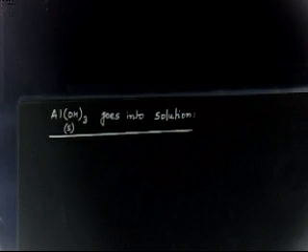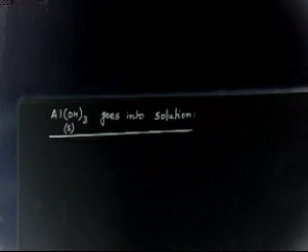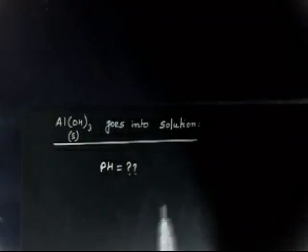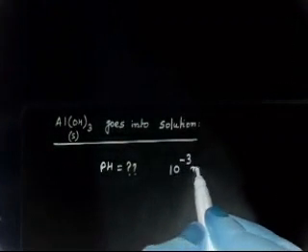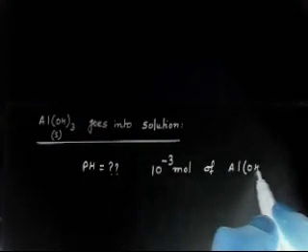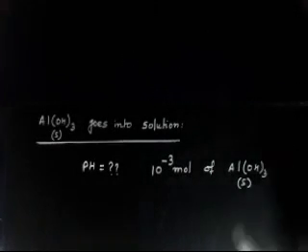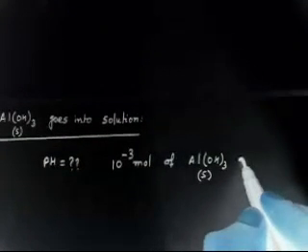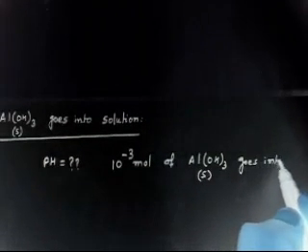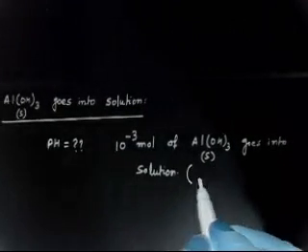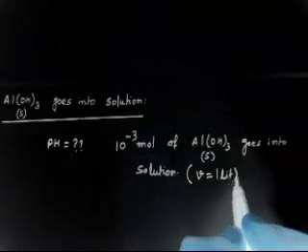Let me read the question. The question asks, at what minimum pH, so basically we have to find the pH, does 10 to the power minus 3 mole of Al(OH)3, which is solid, go into the solution, and the volume of solution is 1 liter. This is given to you.